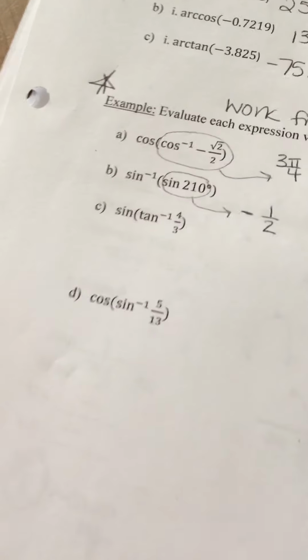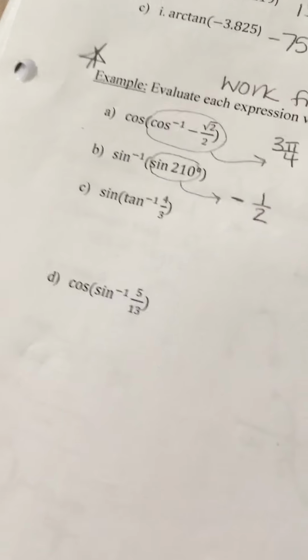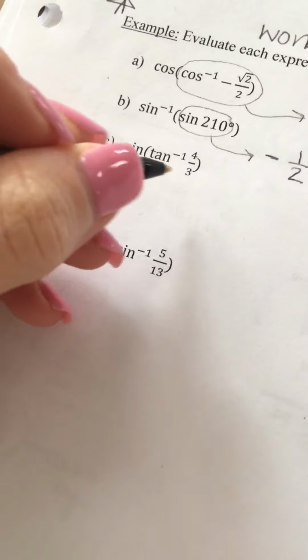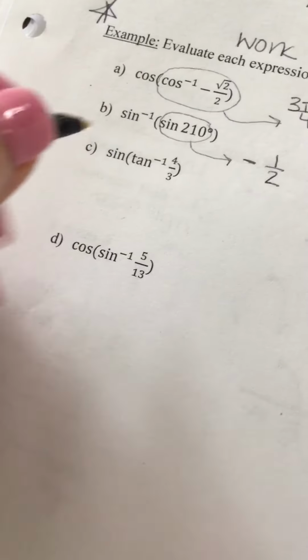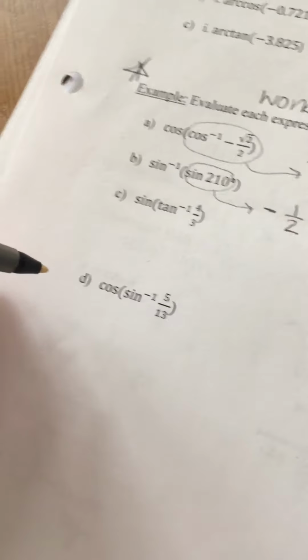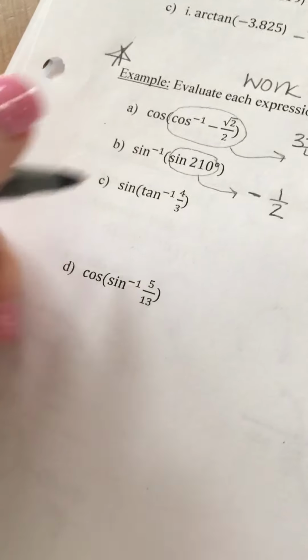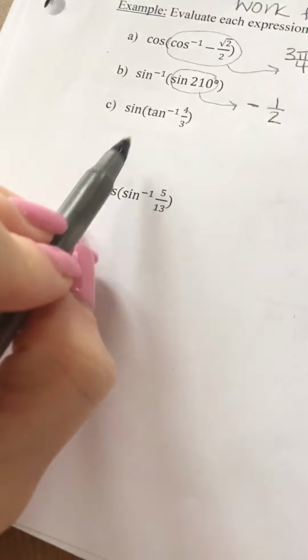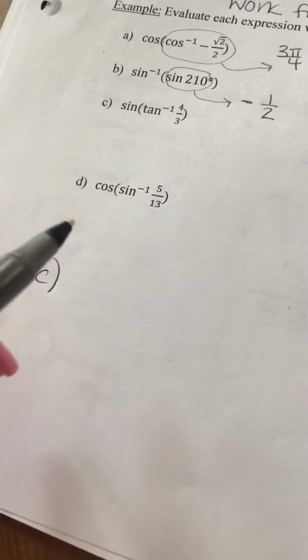All right, now C and D are really kind of nice because they go back to really what we did at the very beginning. And the best way to do these problems is to draw the triangle. So for C and D, we're going to draw two different triangles, and you'll see what I mean. So this is going to be C. So it's a sine of tangent inverse of 4/3.